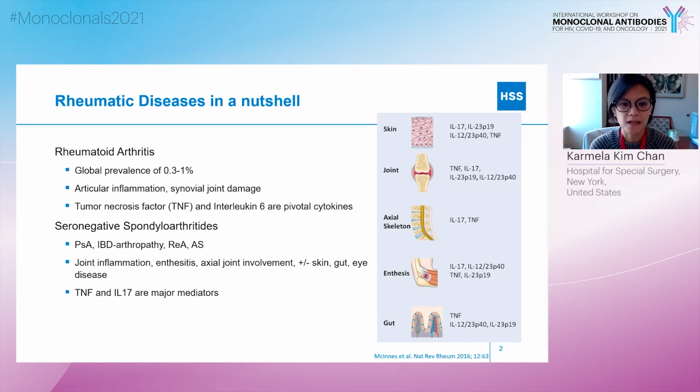The seronegative spondyloarthritis are inflammatory arthritic conditions that are unified by lack of rheumatoid factor, hence the seronegative label. This umbrella term encompasses psoriatic arthritis, enteropathic arthritis, reactive arthritis, and ankylosing spondylitis. These conditions are unified not only by their lack of seropositivity, but also by a similar spectrum of extraarticular manifestations that involve the eyes, the skin, and the gut. As the illustration suggests, each organ has a peculiar cytokine profile associated with disease, though TNF is a common cytokine throughout.